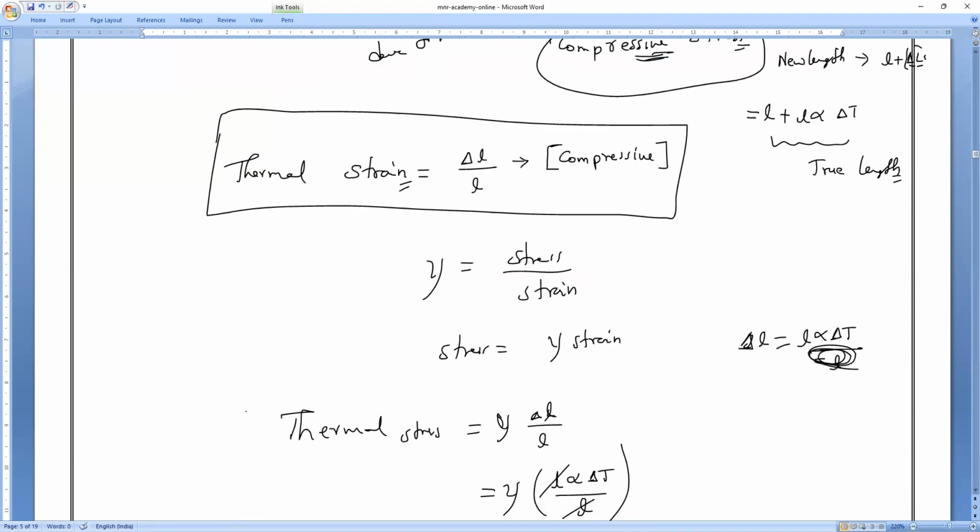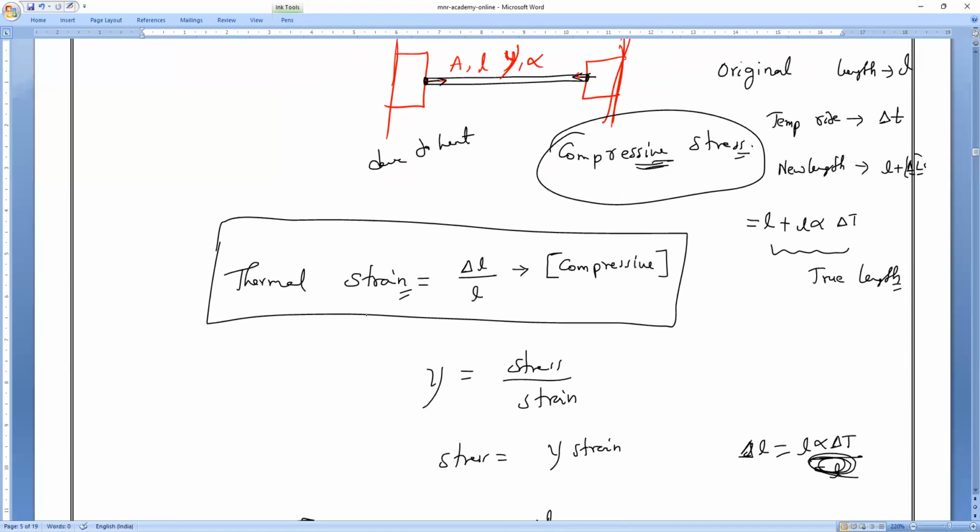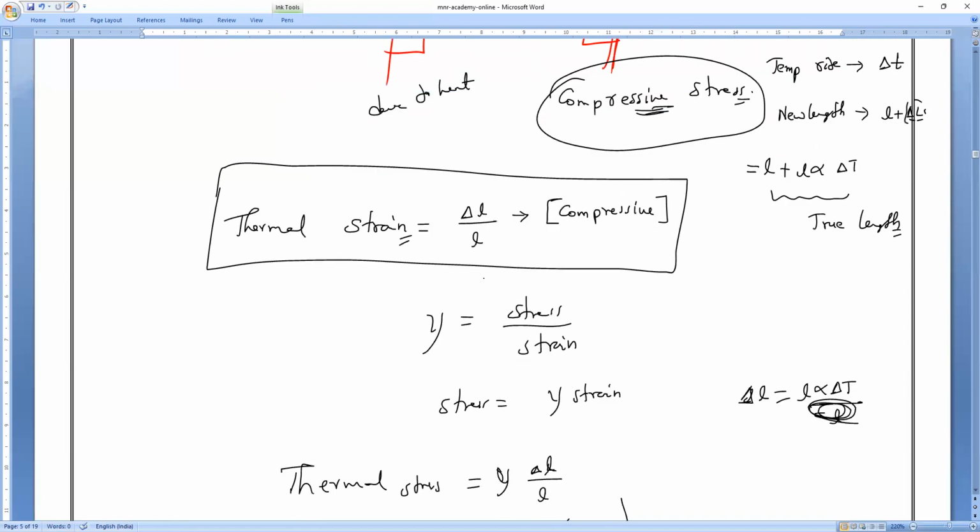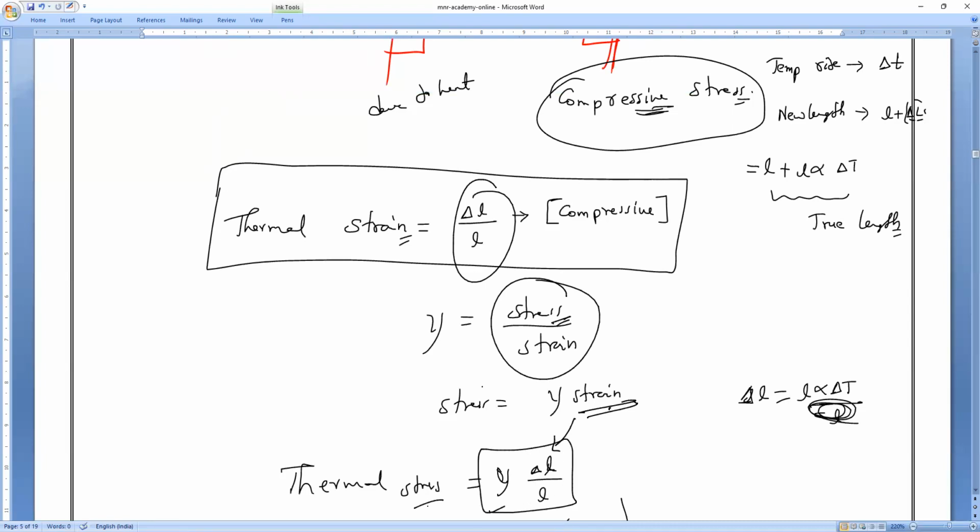Thermal strain is equal to delta L by L. And we all know that Young's modulus is equal to stress by strain. So from that, stress is equal to Young's modulus into strain. What is strain? Strain means delta L by L. So I just replace it. Is it okay?